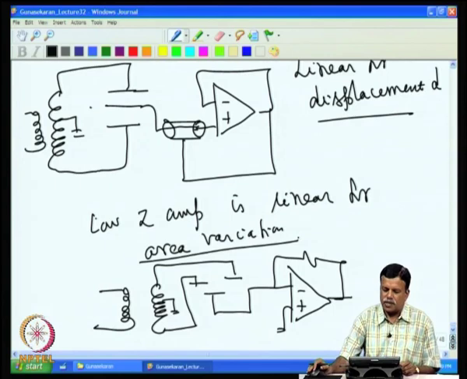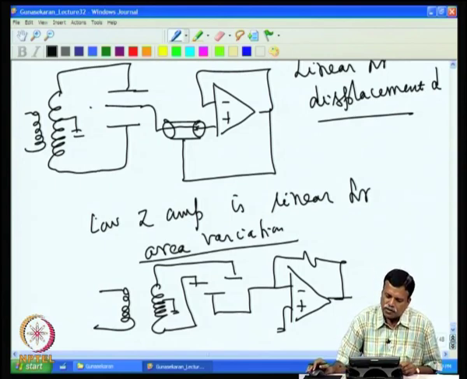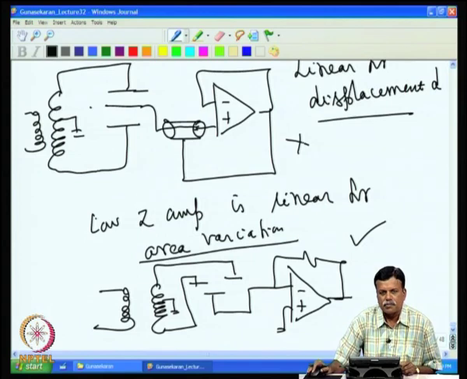So, these two amplifiers are actually used in real life, so that you get a linear output for the given displacement, in the sense that by using area variation one can measure the displacement. Here, using the space variation, you can measure the displacement. Nevertheless, this amplifier is good in terms of stray capacitance effect. This is not very good in terms of stray capacitance effect.